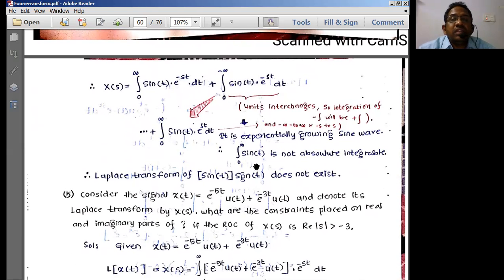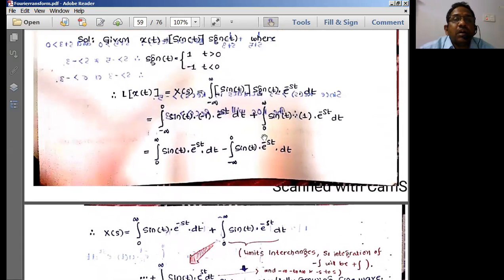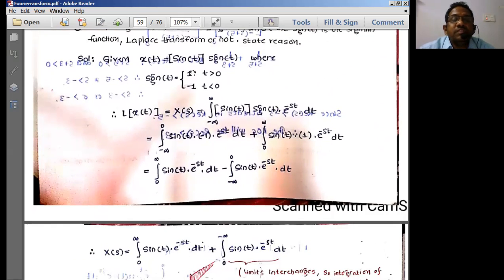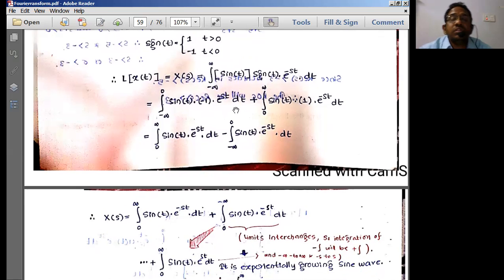The other variety is the signum function, whose Laplace transform does not exist. We already know the signum function is equal to 1 for t greater than 0, and minus 1 for t less than 0. For the unit step function, u of t is equal to 1, and u of minus t is also equal to 1. Please remember that.